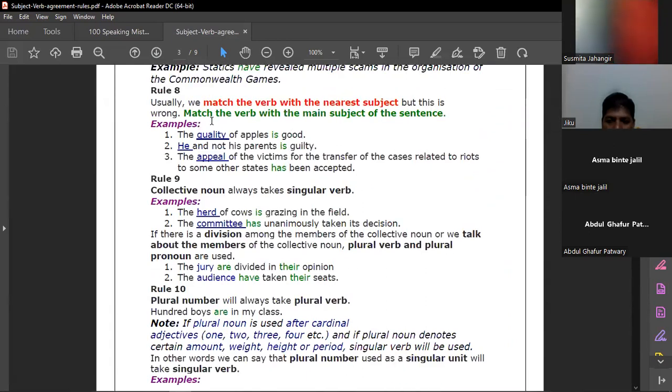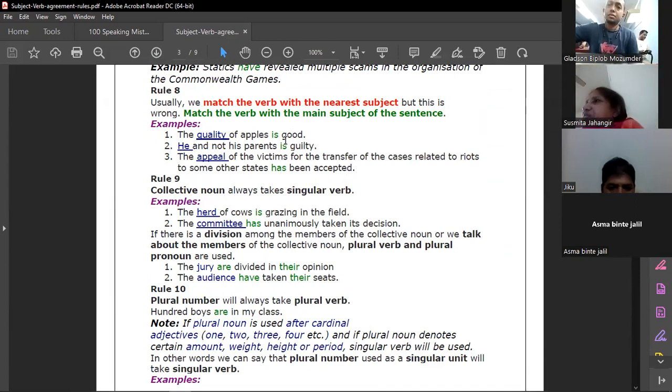Okay, so don't confuse it with that. Then we will go for the quality of apples. What do we take? Since apples is there, it means plural, so we use a plural verb. It's a common mistake. So first find out the main subject or main topic the sentence is talking about. The quality of apples is good. It's not talking about the apples, it's talking about the quality of it, right?